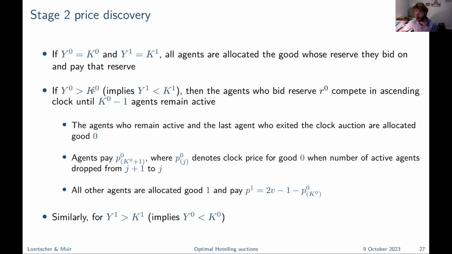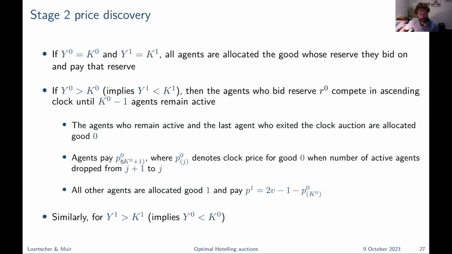If Y naught is larger than K naught, which is going to imply that Y1 is less than K1, then you run a clock auction for good 0 until you have K naught minus 1 agents remain active. So there's something that you might not like as an auctioneer, because you're going to give up a little on the privacy of the K naught minus first agent who's going to win good zero. But you will need that information to determine the prices for the other agents who obtain good one.